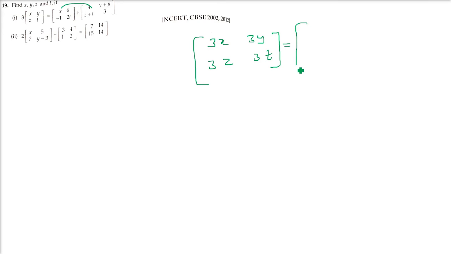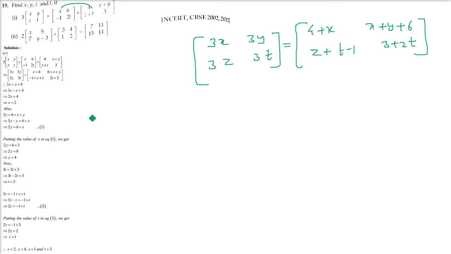x plus 4, 4 plus x, 6 plus x plus y, just write it as x plus y plus 6. Then we have z plus t minus 1, z plus t minus 1, and 2t plus 3, 2t plus 3. And now just equate it. When you equate it, you will get all the values, right?